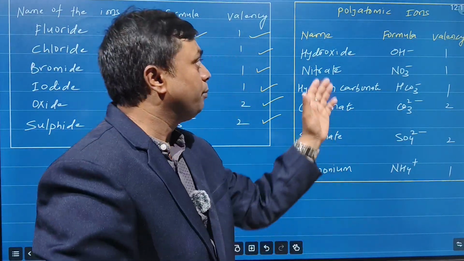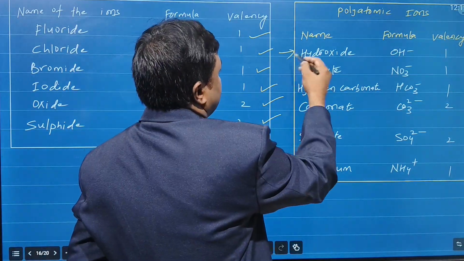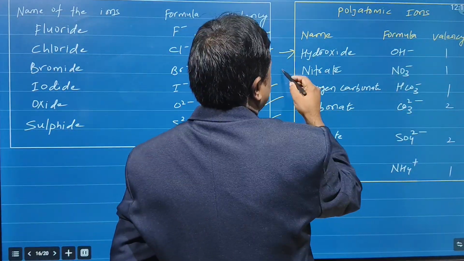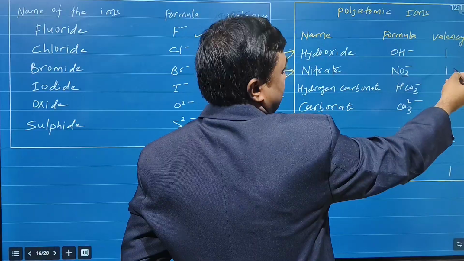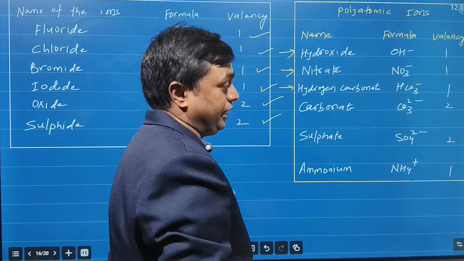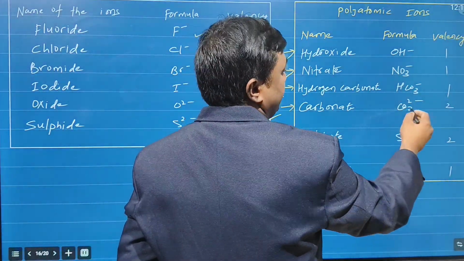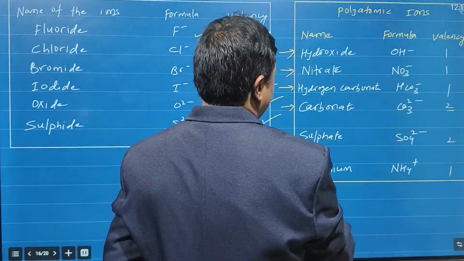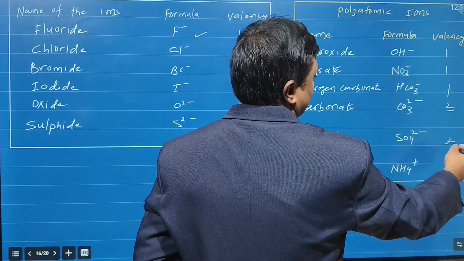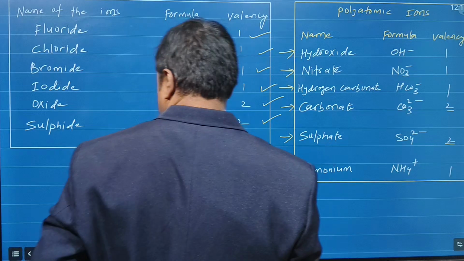Apart from these, you should remember the polyatomic ions also: hydroxide, OH minus, 1 is the valency. Nitrate, NO3 minus, 1 is the valency. Hydrogen carbonate, also called bicarbonate, HCO3 minus, 1 is the valency. Carbonate, CO3 2 minus, 2 is the valency. Sulfate, SO4 2 minus, 2 is the valency. Ammonium, NH4 plus, 1 is the valency. Is that clear?